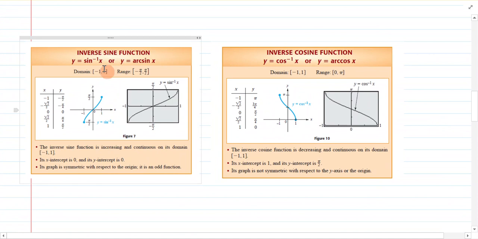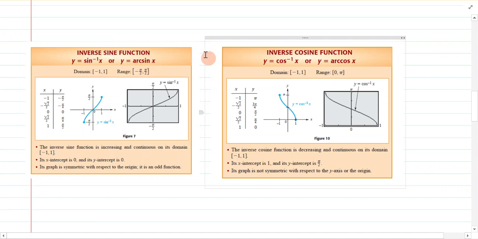So if we have inverse sine, you can see it written one of two ways. Either sine with the inverse up here, sine to the negative 1 of x, so that's inverse sine, or y equals arc sine. Same thing with cosine. So arc sine, arc cosine, or arc tan, that just means the inverse.